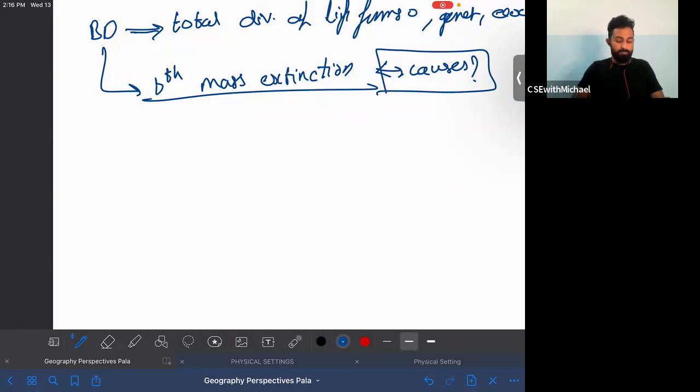Species diversity, or variety of species found within a particular region, is what? Species diversity. This one. And ecosystem diversity is variety of ecosystems which are found in a particular region or area. Ecosystem diversity refers to variety of ecosystems which are found in a region. Okay.